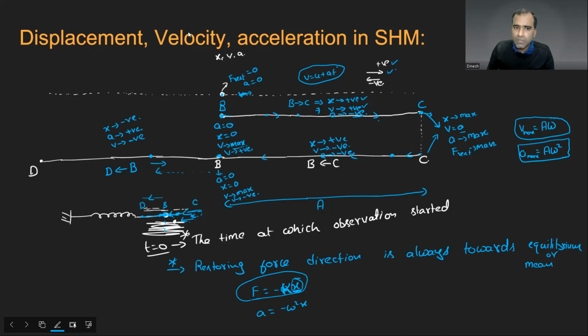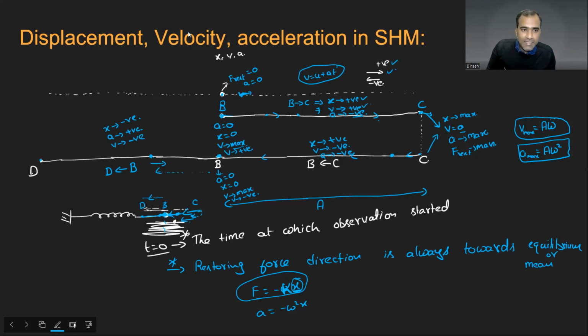Not only this point, every point on the left side of the equilibrium, displacement will be negative. Every point on the left side, acceleration will be positive. Every point on the right side of equilibrium, displacement will be positive, acceleration will be negative.